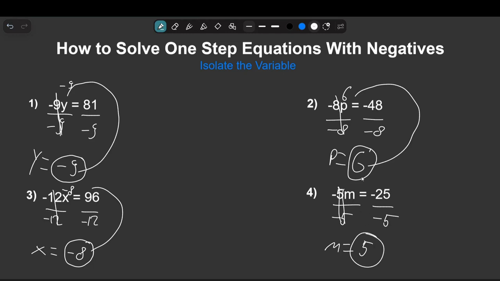Now we're going to plug this in to our variable. 5 times minus 5 will equal minus 25. So this tells us that we have the correct final answer. Now, this was basically the video, guys, on how to solve one-step multiplication equations with negatives.